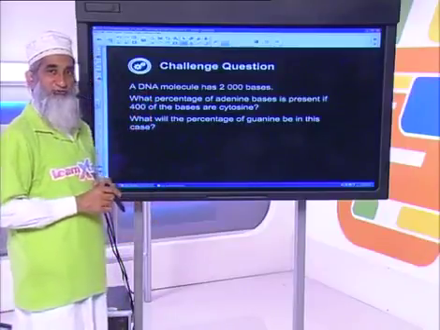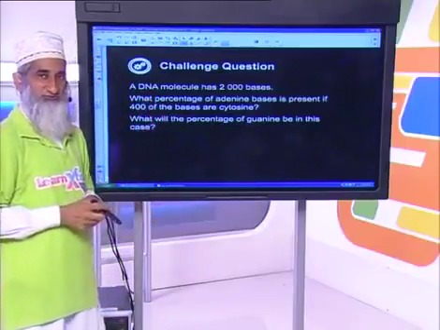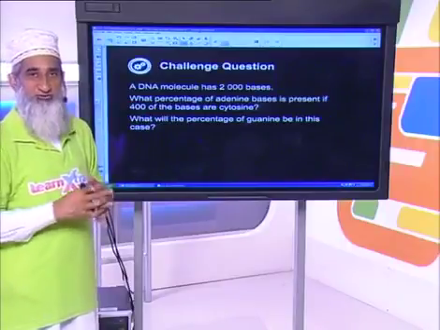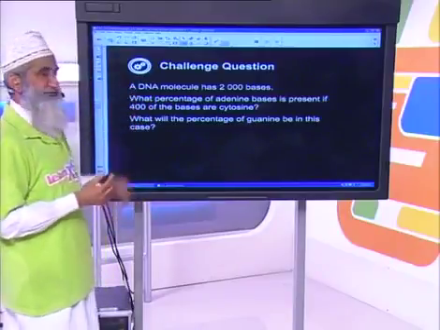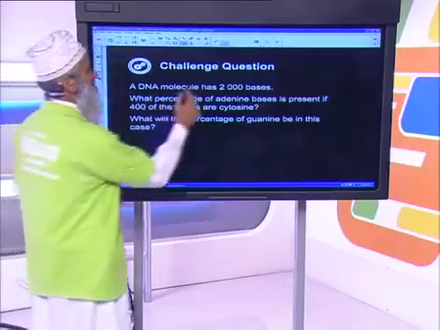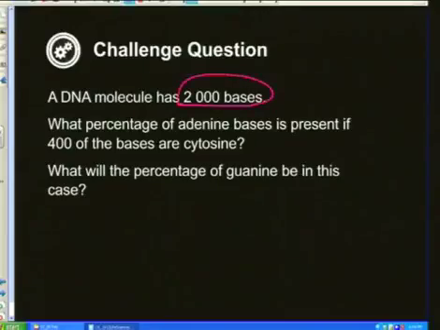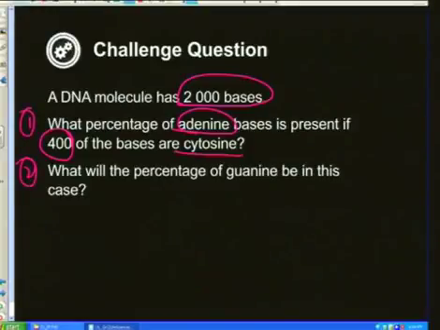So before we even start with today's show, we have a challenge question, which is already on Facebook, yes? Yes. It's already on the page. And I'll just read it for you again. A DNA molecule has 2,000 bases. What percentage of adenine bases is present if 400 of the bases are cytosine? That's the first part of the question. The second part of the question, what will be the percentage of guanine in this case?